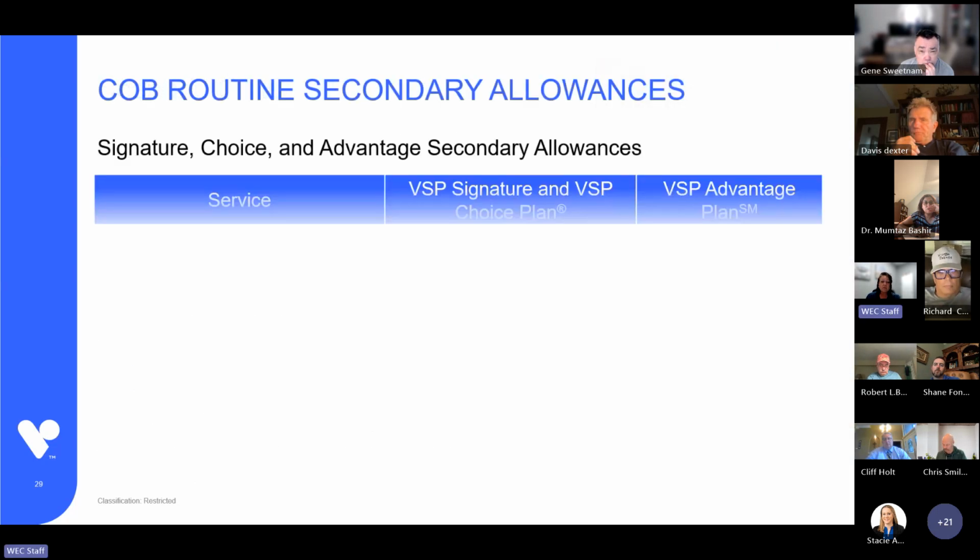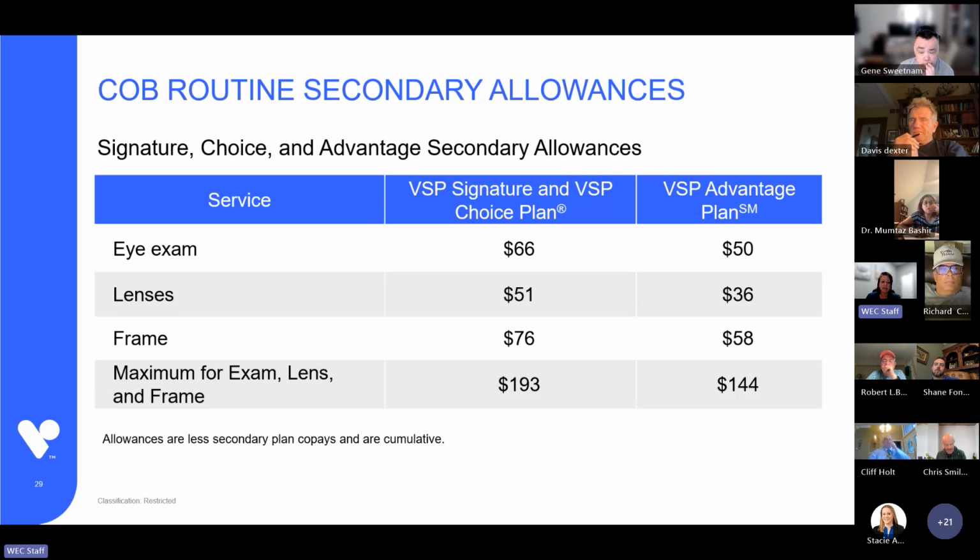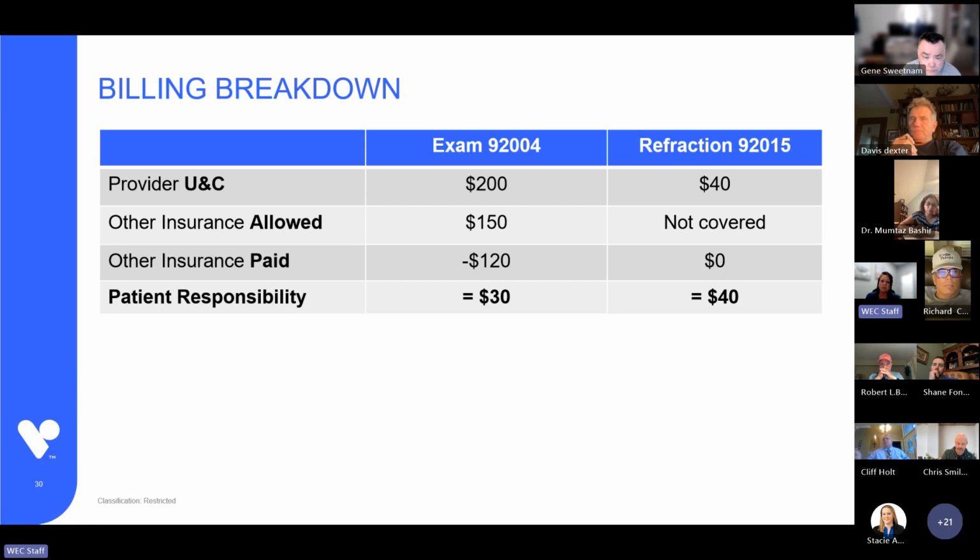So let's do some billing examples here. So for the same patient, you're going to want to know that when the regular VSP signature, choice, or advantage plans are in the secondary position, they will actually reimburse for the exam under signature and VSP choice $66. Okay, and that's across the nation. That's going to be the same for every state. It's the same always. You're going to have $66 to play with when the well vision plan is in the secondary position, if they have signature and choice. If they have advantage, then they have $50 to play with. Okay, so remember that. So let's show you the billing breakdown.